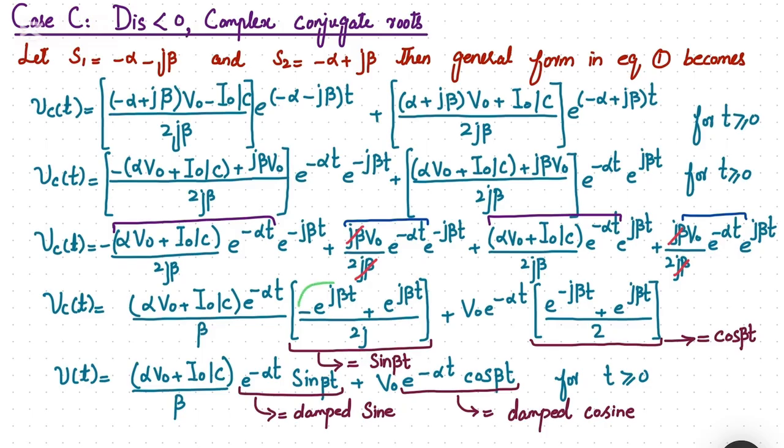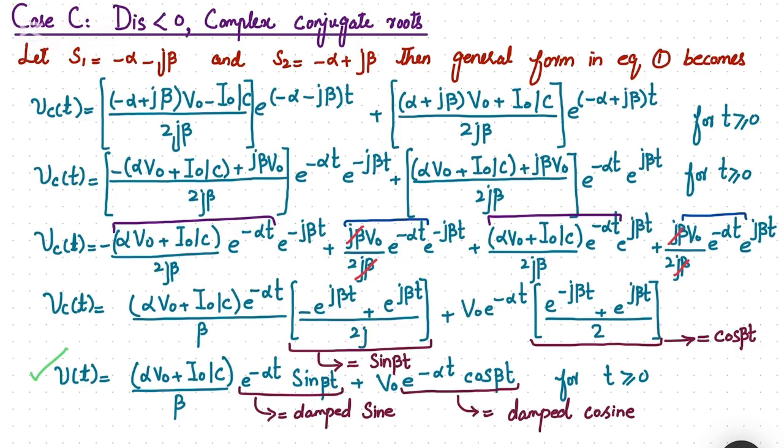We know that (e^(-jθ) + e^(jθ)) divided by 2j is equal to sine of βt, Euler's identity. Similarly, (e^(-jβt) + e^(jβt)) over 2 is equal to cos of βt according to Euler's identity. So we can replace this thing by sine of βt, and we can replace this thing by cos of βt, and our equation would be this one.